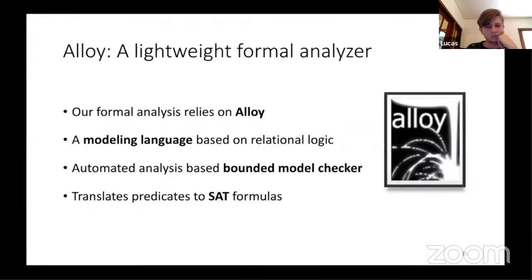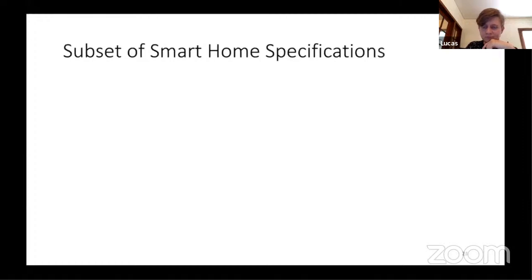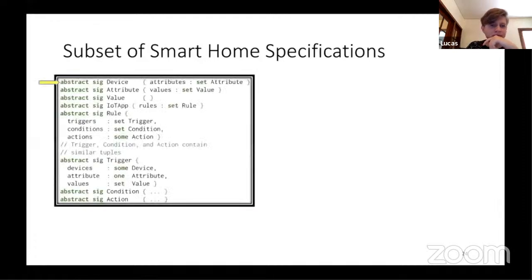For our formal analyzer, we used Alloy. It performs lightweight formal analysis by automating the conversion of the predicates into SAT solvers. Then it verifies whether the properties are holding or not. Here I will be explaining the main specification of our smart home formal model. We have first a set of IoT devices. Each device consists of several attributes. The attributes maintain different values.